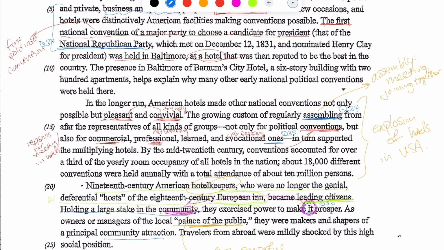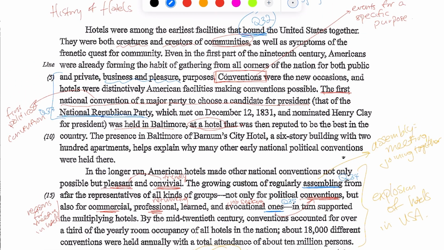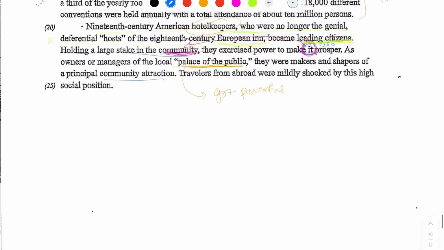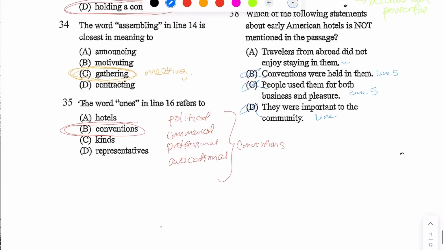They had a large stake in the community. And this is kind of like the central part. They were creators and creatures of the community. So here, this community got really important because of this hotel. So this was in line 2 and line 22. So the answer is going to be choice A.